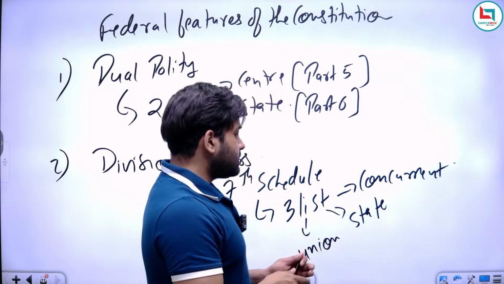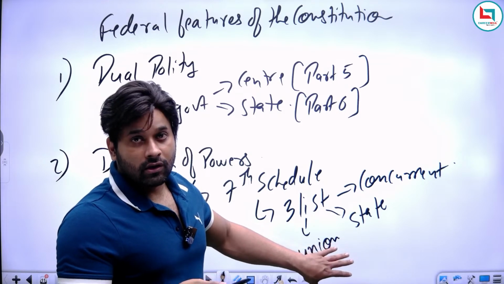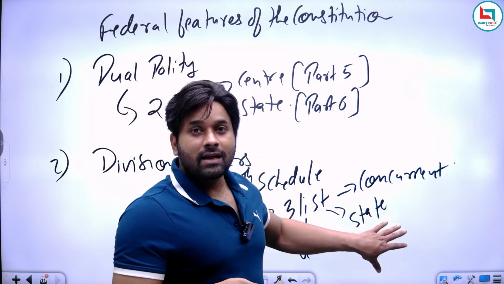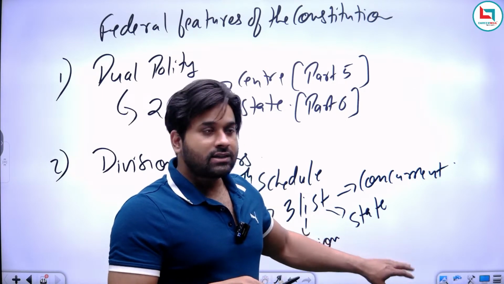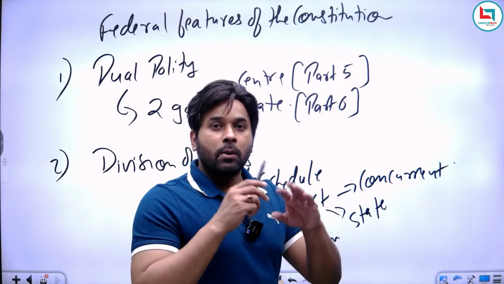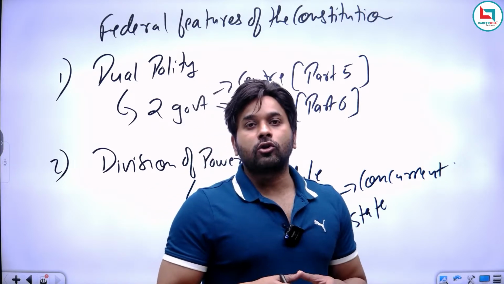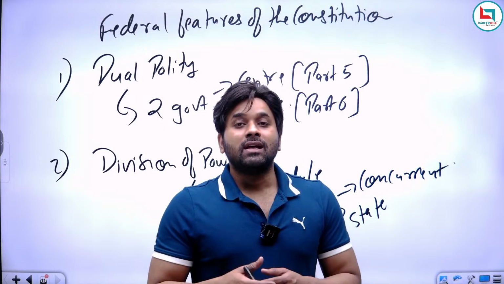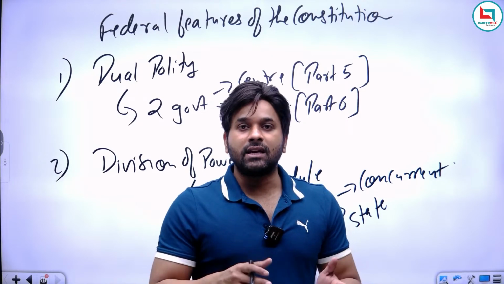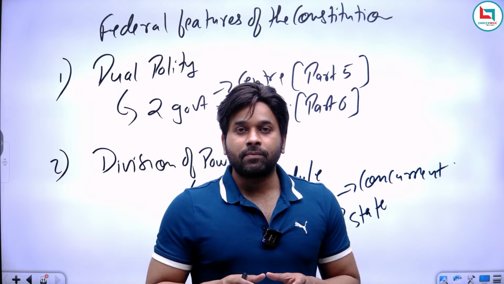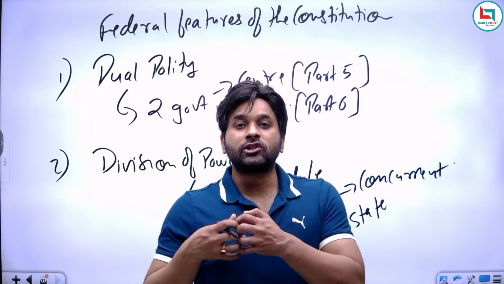So I hope this is clear, that parliament has the exclusive authority to make laws on the union list. Under normal circumstances, the state government has the exclusive authority to make laws on the state list. But when it comes to the concurrent list, both the center and the states have the authority to make laws. Now suppose there is a conflict between the two. Suppose both the center and the state made a law on the concurrent list and both laws are in conflict. Then the law of the center shall prevail.